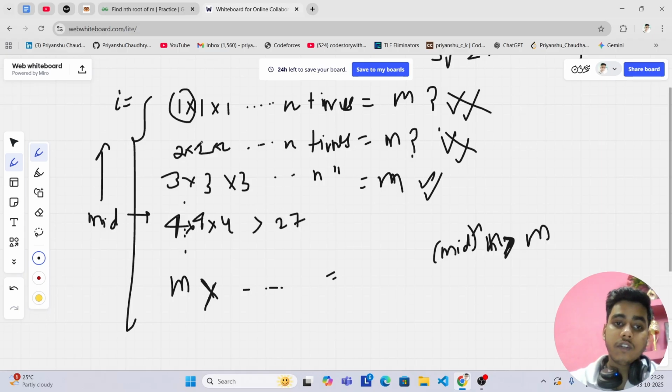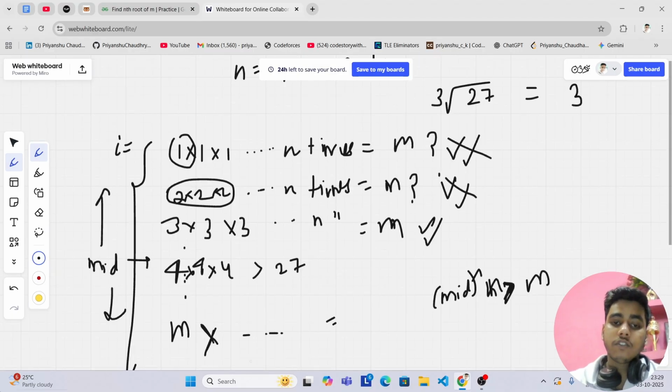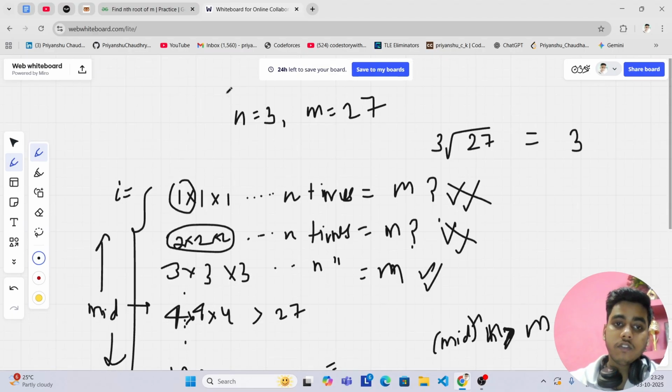And if let's say this 2 into 2 into 2 multiplied n times is less than m, so we can see that our answer is forward. All right. So we all know this binary search approach. We can solve through this.